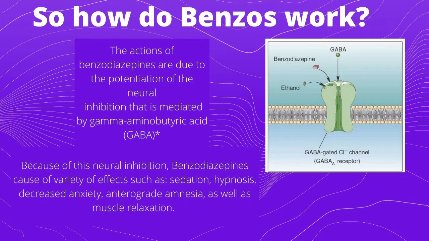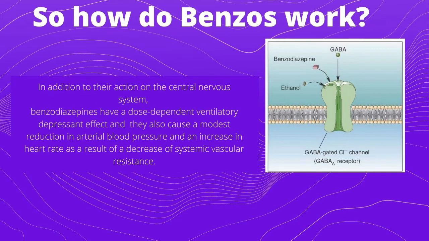So all that is going to cause a number of different effects, such as sedation, hypnosis, decreased anxiety, amnesia, as well as muscle relaxation. Like with any other CNS depressant, ventilatory depression is a common side effect. Furthermore, one can expect a reduction in the arterial blood pressure. Because of this decreased peripheral vascular resistance, you'll usually see the patient's heart rate increase in order to maintain their cardiac output. These two facts will kind of repeatedly come up throughout this video.